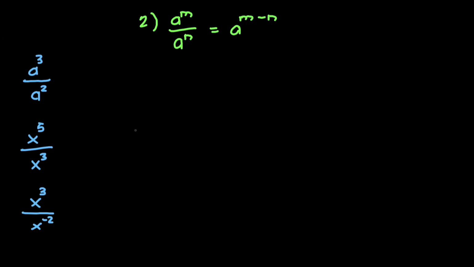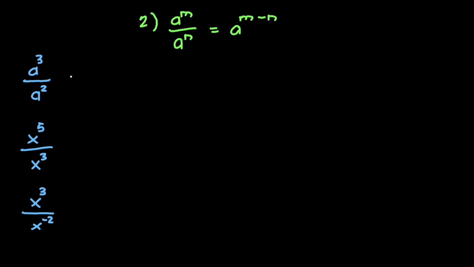Let's start with the second rule. The second rule would be a raised to the power of m over a raised to the power of n. It would be a raised to the power of m minus n. This is like the opposite of rule 1. Let's start with these examples for rule number 2.